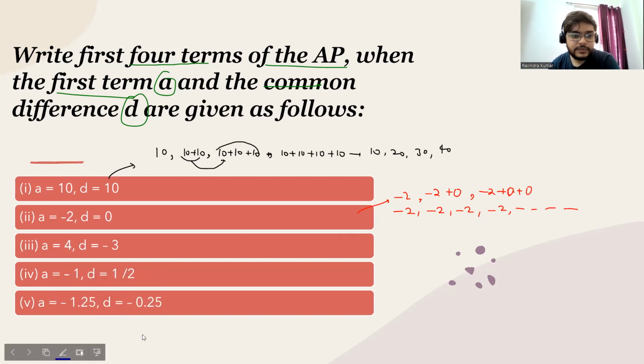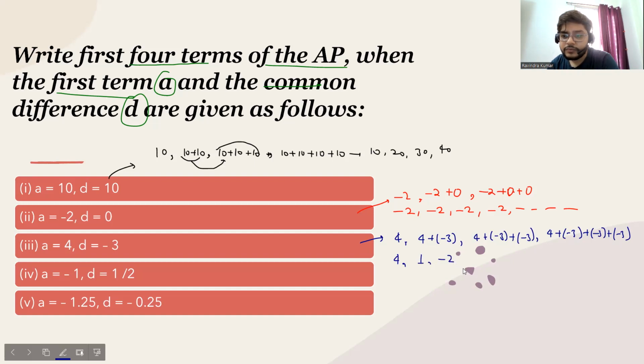Now, let's come to the next one, which is the third one. If we have to find the first term, it is 4 because A is 4 and A is the first term. For the second term, we have -3. So 4 plus -3. We have to add -3. Okay. For the third term, we have to add -3 to the second term. For the fourth term, we have to add -3 to the third term. Yes. So let's calculate. It is 4, and it is 1, and it will be -2. It will be -5. So this is your homework.